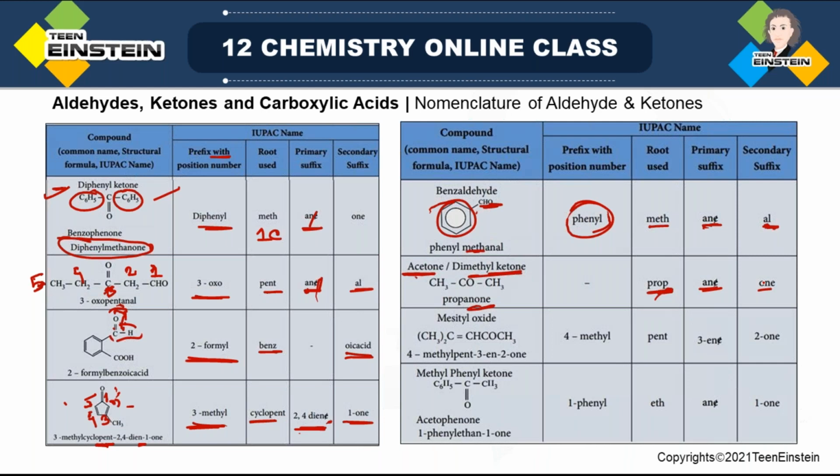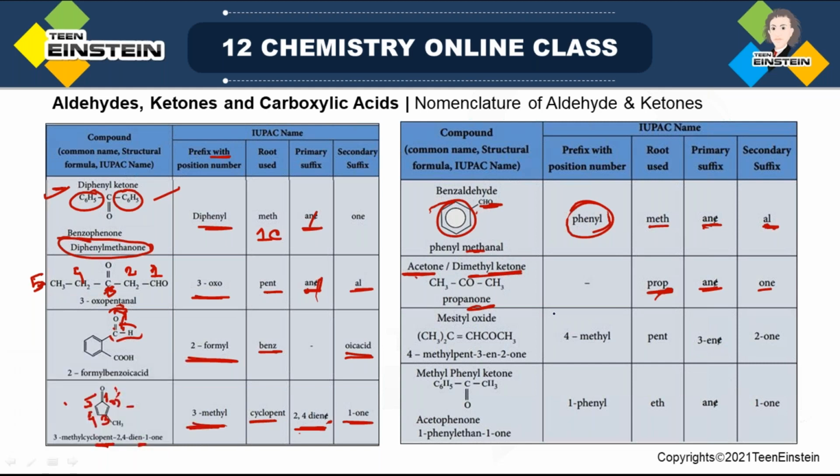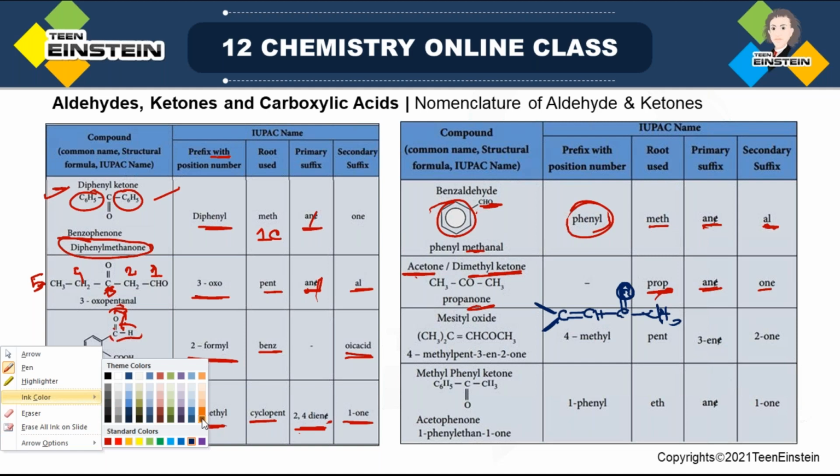Then we have mesityl oxide, which is the common name for this molecule. But here we will see how we get the IUPAC name. So I will write the structure here: C double bond CH, then CO, CH3. And on this side we have 2 methyl groups. Okay, so this is the structure.